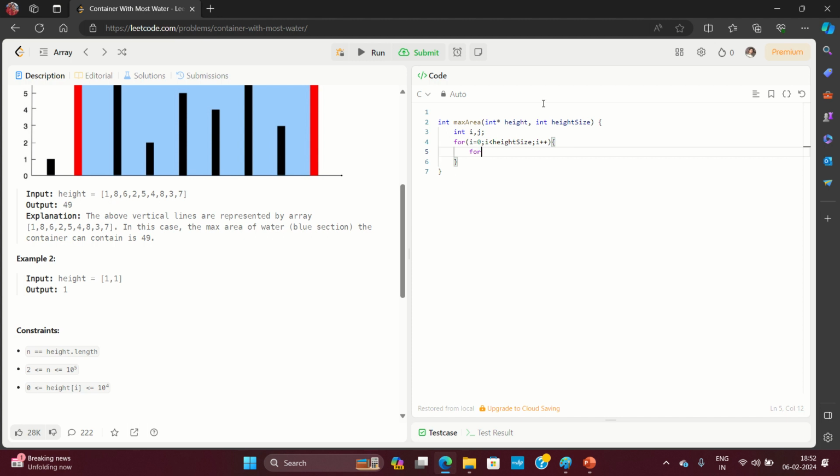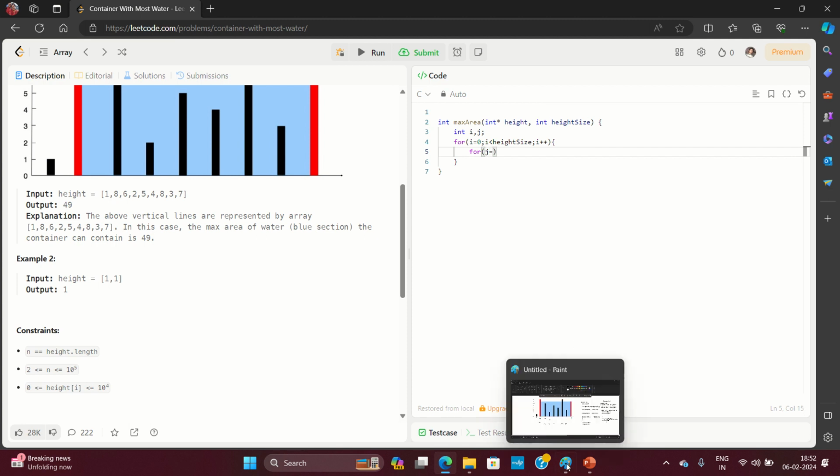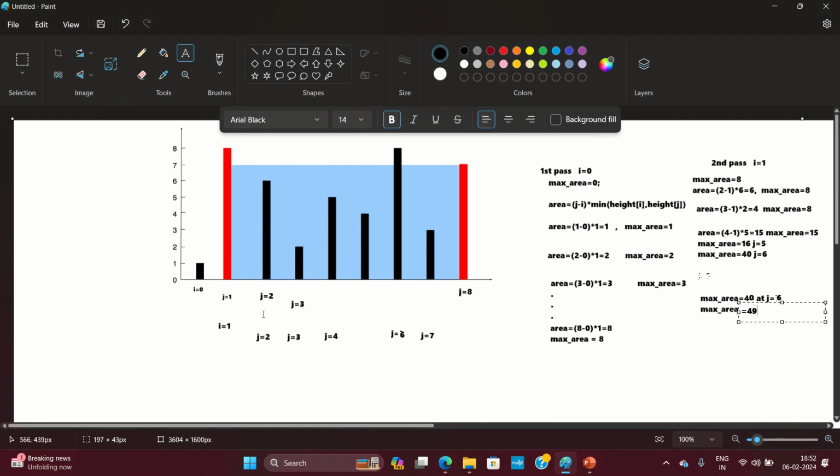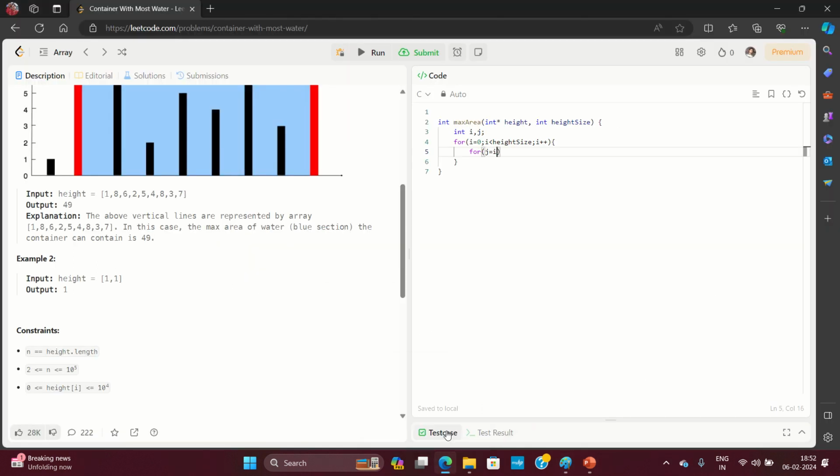So for i equal to 0, i less than height size, i plus plus, and j will be starting from the i plus 1th index, right? j equal to i plus 1, j less than height size, j plus plus, right?